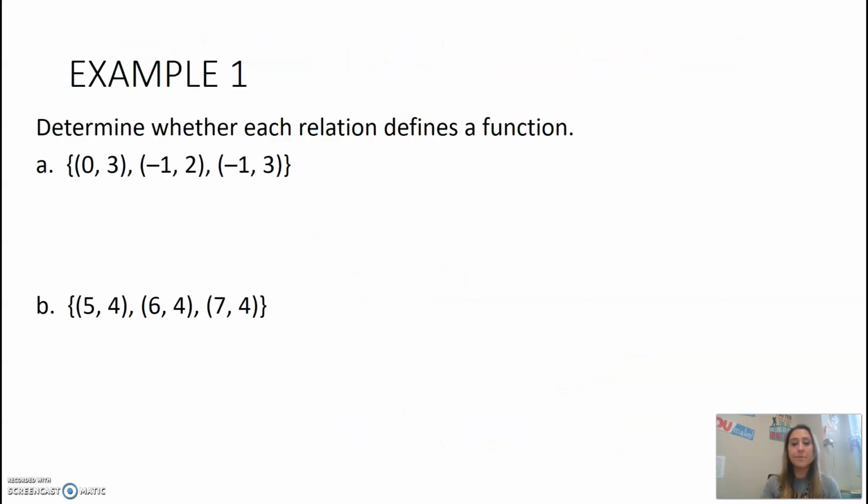So here is another way to look at a relation. This is set notation or roster notation. Notice the curly brackets. This is something that makes it different. You do need to have the curly brackets. They're not square brackets. They're not parentheses. They are curly brackets.